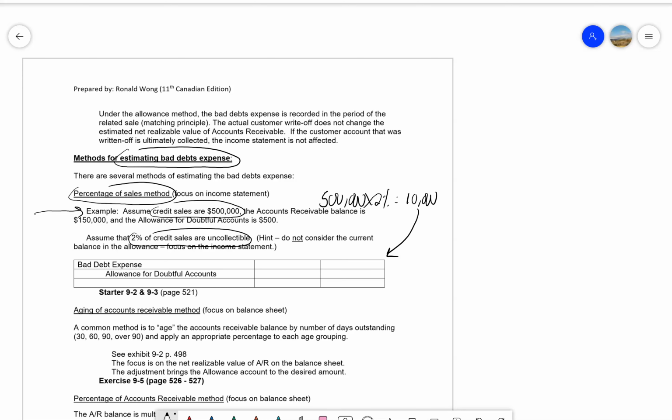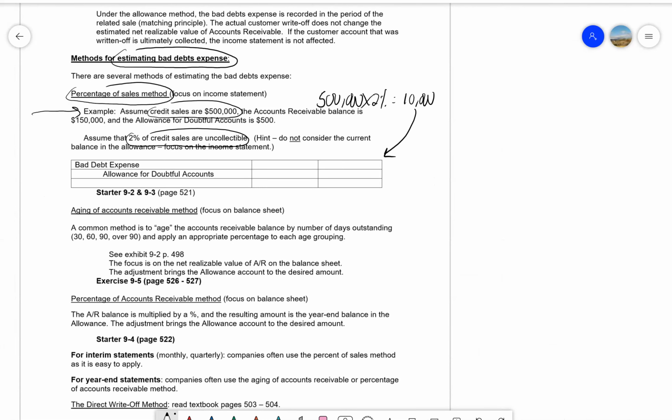So our adjusting journal entry to record our bad debts expense will be debit bad debts expense 10,000, credit allowance for doubtful accounts 10,000. Now this allowance for doubtful accounts, what I refer to as our ADA account, in some textbooks they use the term allowance for uncollectible accounts, or AUA. Now this textbook uses the term allowance for doubtful accounts, ADA, but other textbooks may refer to this contra account as allowance for uncollectible accounts, AUA, but essentially it's the same thing.